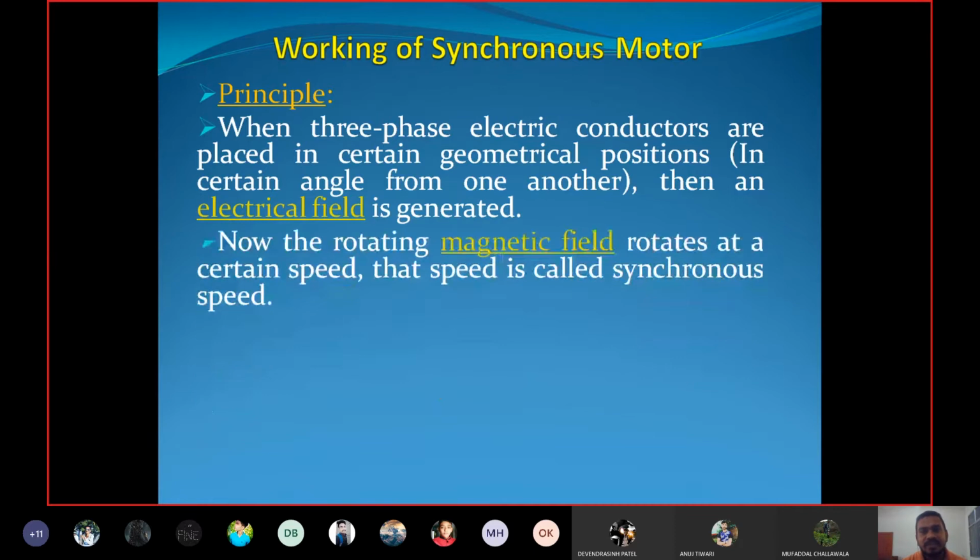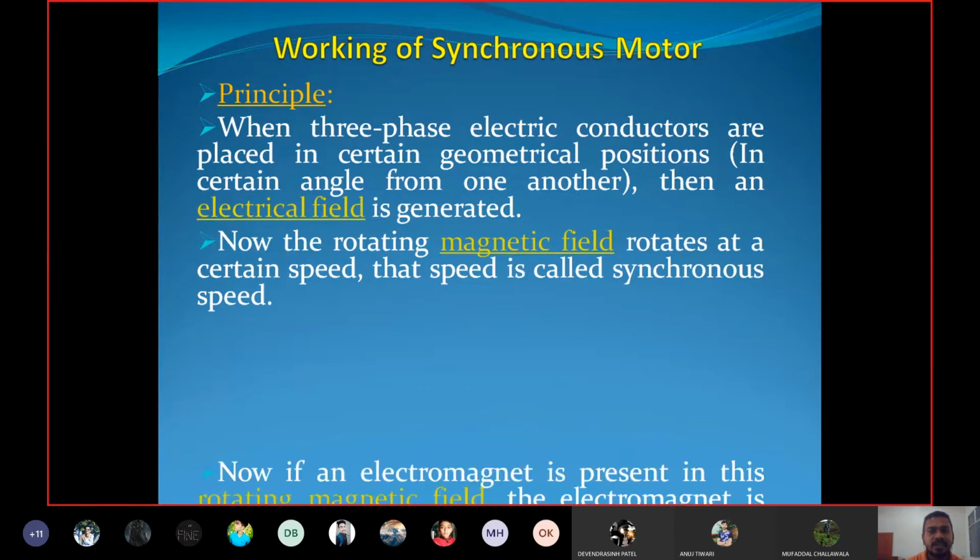Okay, so now the rotating magnetic field rotates at a certain speed. That speed is called synchronous speed. When three-phase supply is given to three-phase conductors placed in a certain geometrical position, a magnetic field is produced, and this magnetic field rotates at some speed. This speed is called synchronous speed.